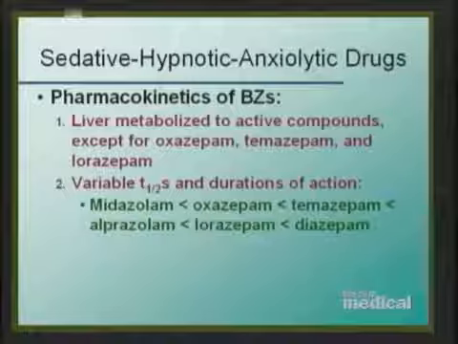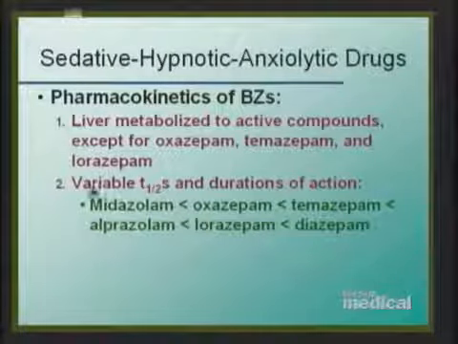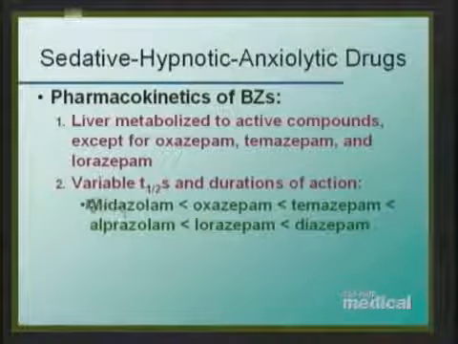The active metabolite will prolong the duration of action of most benzos, except which ones? Well, you would have to answer or choose in your question oxazepam or temazepam or lorazepam, the three benzos that do not give active metabolites. Those variable half-lives and duration of action give rise to the little categorization we give you here.